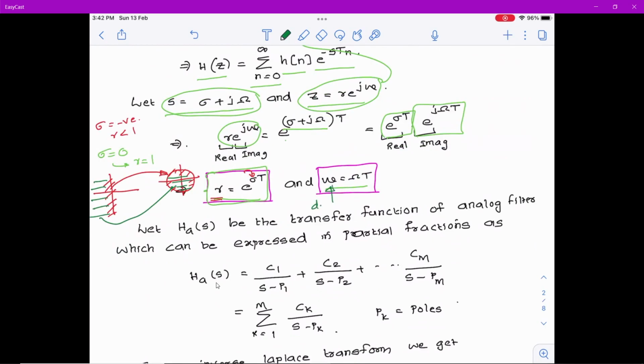The thing you should note here is the relation between digital frequency and analog frequency. The digital frequency is equal to the analog frequency multiplied by the sampling period. This is the conversion in the impulse invariance method.